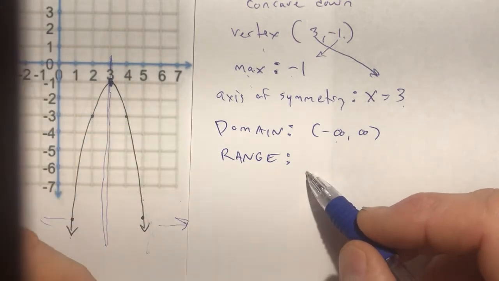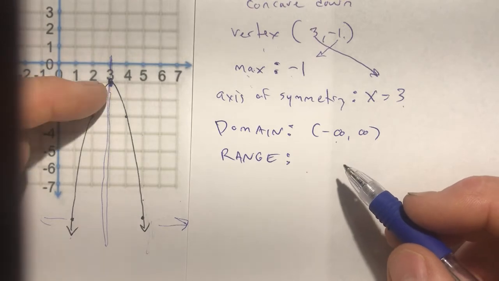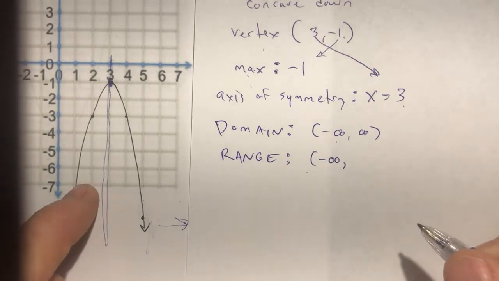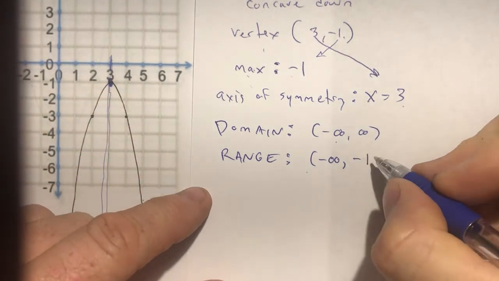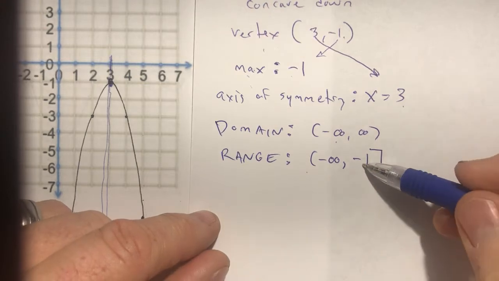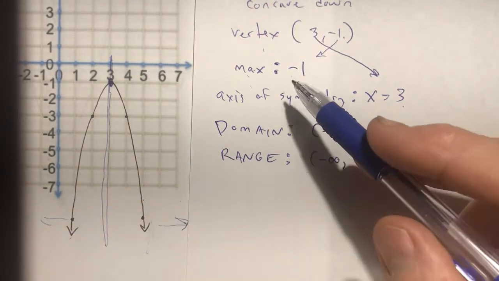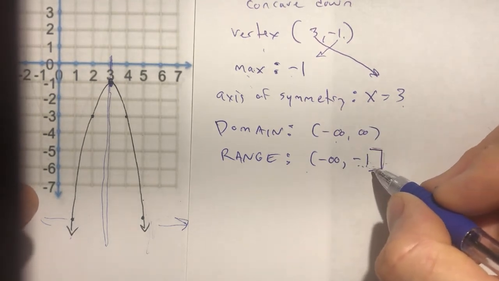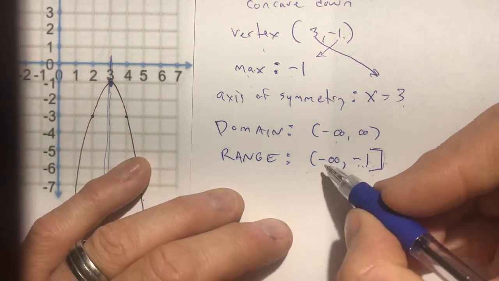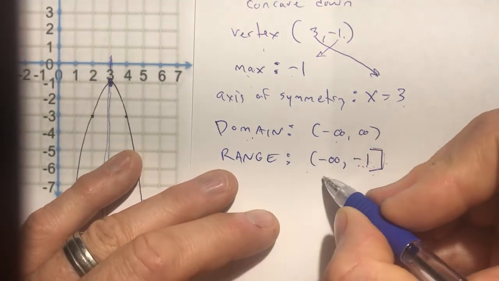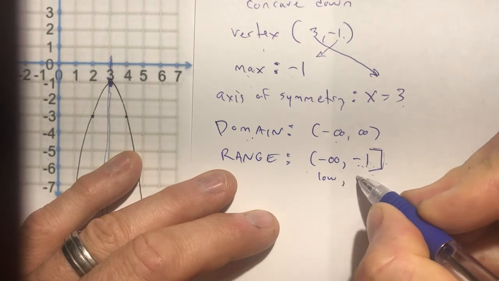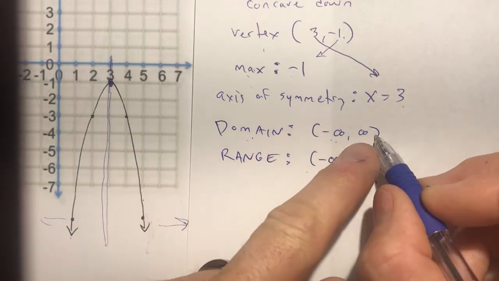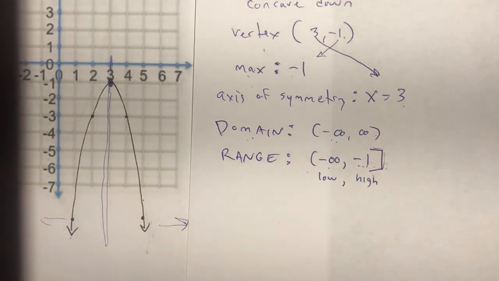But my range is up and down. Okay, what's the furthest down it goes? Well, it goes down forever, negative infinity. What's the highest up it goes? Well, it goes to -1, and it does include it. So we always put a bracket on this high or low number, depending on if it's a max or a min. This is a max, so that's the highest. So I put a bracket on it because it includes that value. Every time you have domain and range, you have your low, comma, and you have your high. Okay, you always have your low value, you have your high value. Low value and my high value. And that's my domain and my range.